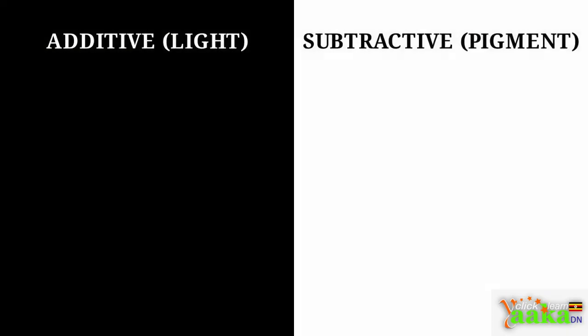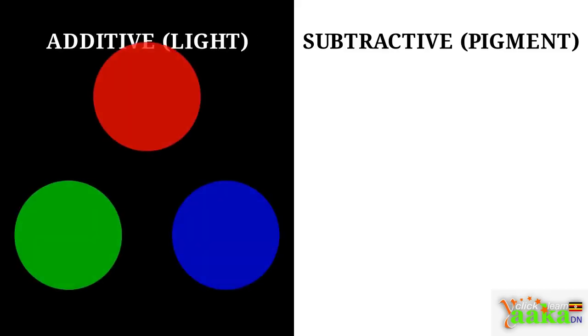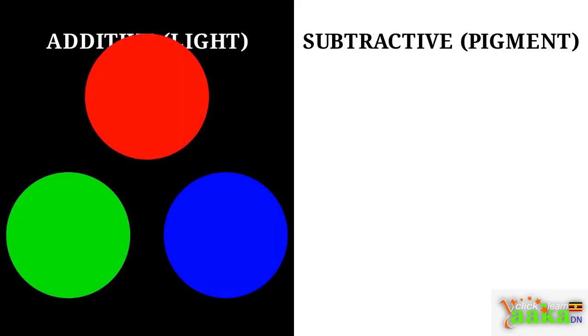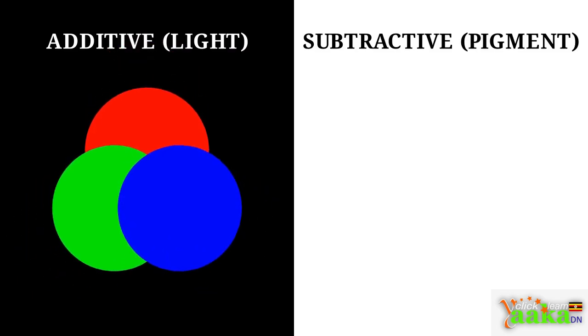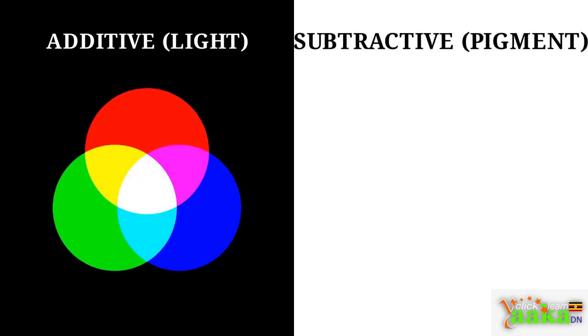This side-by-side comparison shows the difference between adding light and mixing paint. On the left, we see additive color mixing. Red, green, and blue are the true primary colors of light. When you overlap them, they create pure white light.